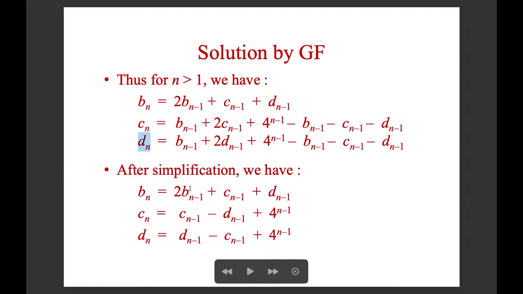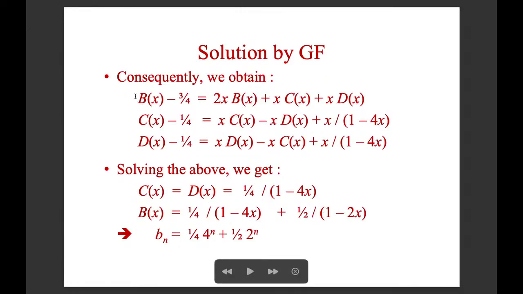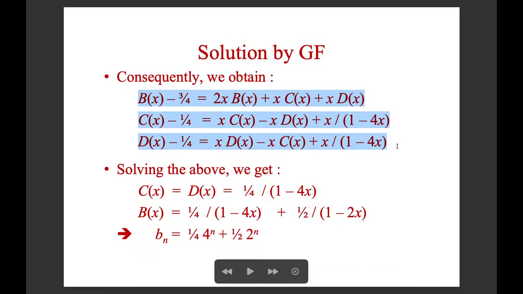So this is just after simplification. We can do some simplification so that we are going to deal with a simpler equation. And what we are going to do here is multiply x to the power n to every term here. Based on this, we can get the generating function of B in terms of the generating functions of B, C, and D. Similarly, the generating function of C can be expressed in terms of the generating functions of C, D, and this closed form, and so on. What I mean is like this. We can get something like this.